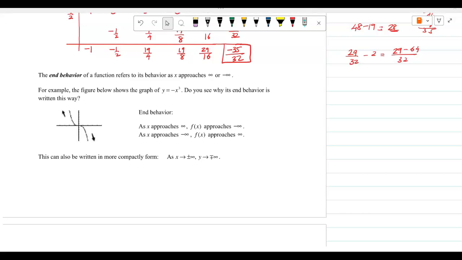End behavior of a function. Now the end behavior of a function literally means the end. You look at the end of the functions. It refers to behavior as x approaches infinity or minus infinity.